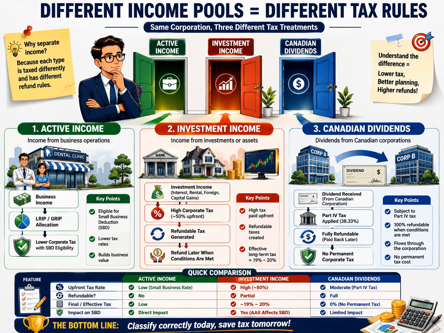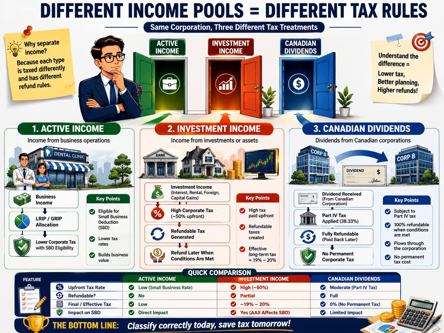A significant portion of the tax is tracked in refundable tax accounts and may be refunded to the corporation when certain conditions are met, typically when taxable dividends are paid to shareholders. As a result, the long-term effective tax burden on investment income is often closer to 19 to 20% rather than the full upfront rate. Now let's move to Canadian dividends on the right.